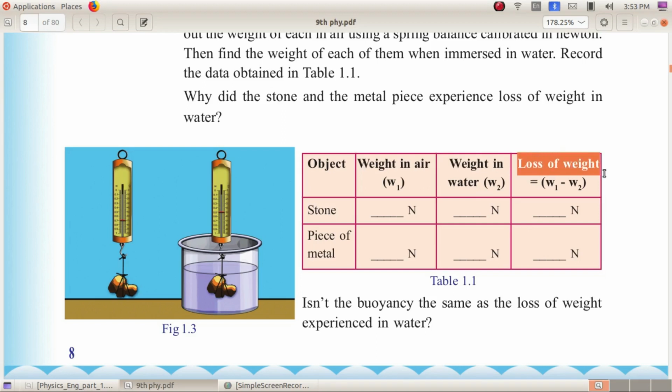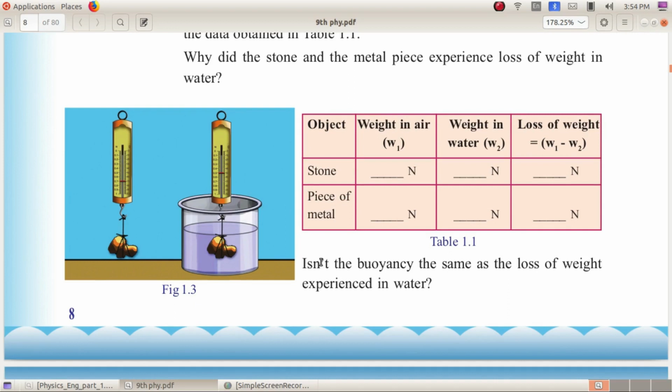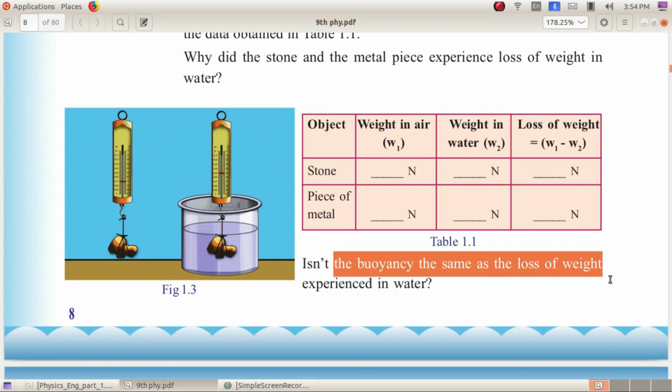Now, does the same substance experience the same buoyancy in all liquids? That means if the stone is dipped in water, it has certain buoyancy, and if the stone is dipped in oil, it has certain other buoyancy. Then are the two values equal, or will all the values of the same stone in different liquids be equal? That is to be found out. Thus we move to the second topic, factors that influence buoyancy.